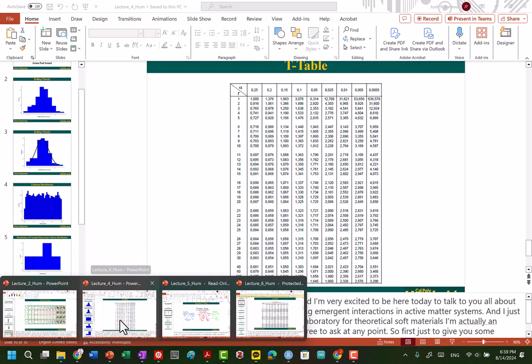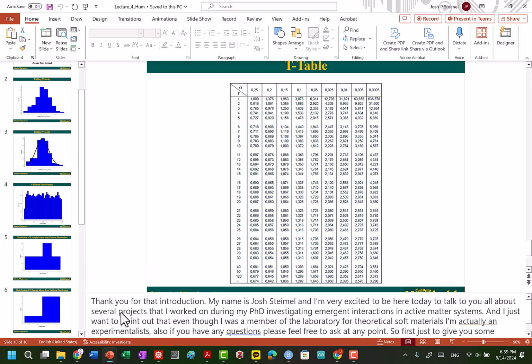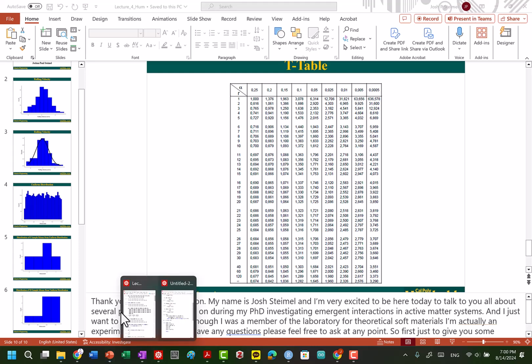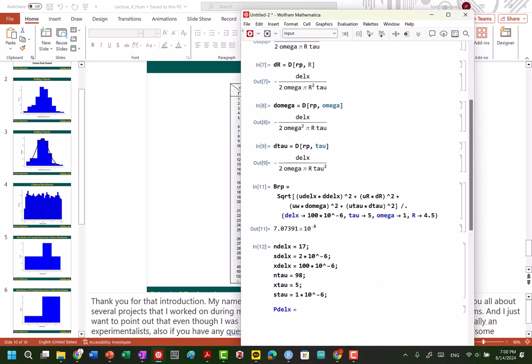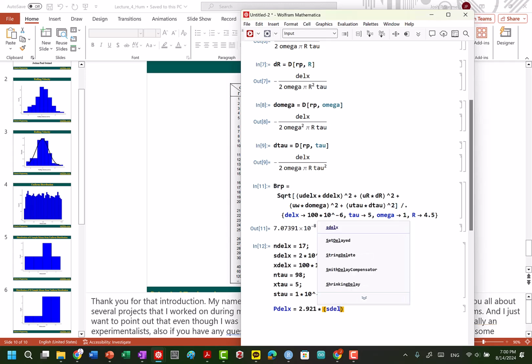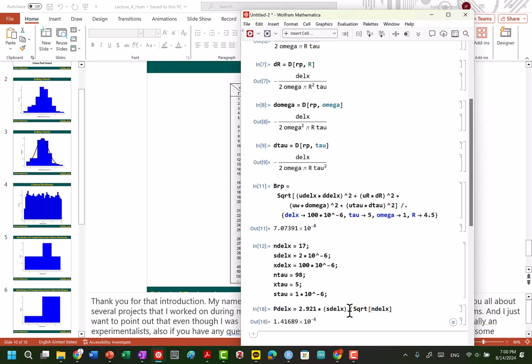So let's go back over here. T is 0.005, should be 16, 2.921. So let's go over here, 2.921 times my s del x divided by square root of n del x. But importantly, these are in units of what?